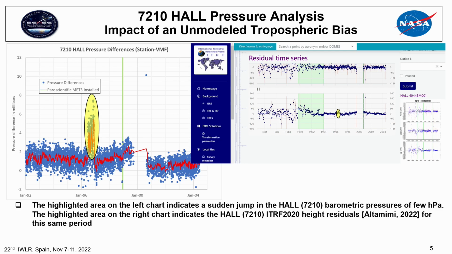This site here is Haleakala, the old station, 7210. And you notice here that all of a sudden it looks like the barometric pressures from the station increased in value, and that actually had an impact on the station coordinates over here. And after this discontinuity was fixed, it looks like the sensor was drifting, the on-station barometer is actually drifting, and you'll notice the heights were also drifting here, because in ILRS 2020, only a range bias was estimated. There's no tropospheric bias that was modeled.